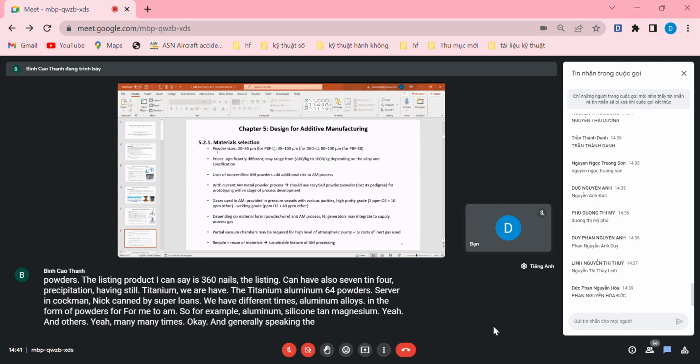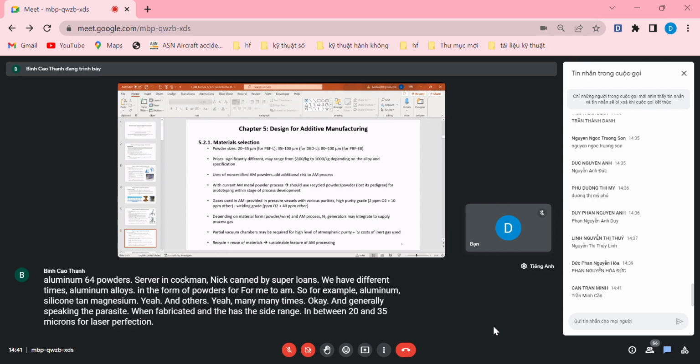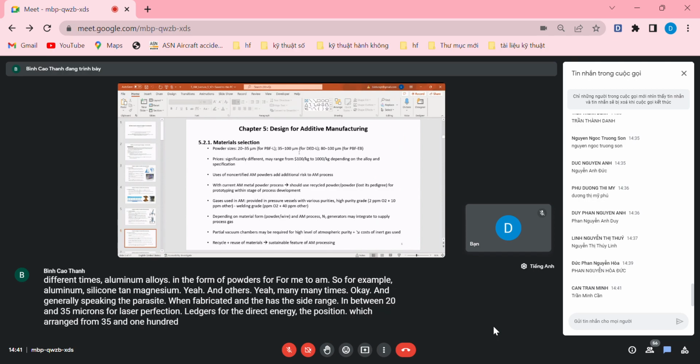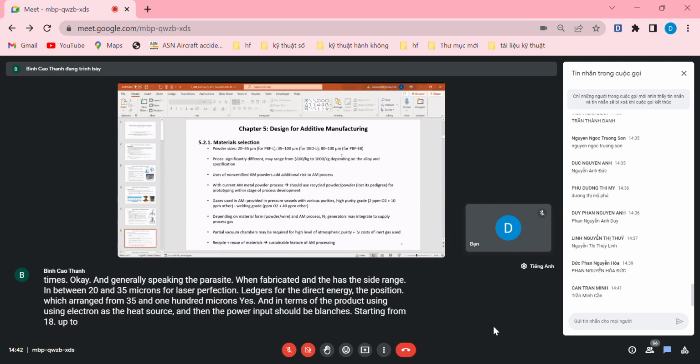And generally speaking, the powder size, when fabricated, has a size range between 20 and 35 microns for laser powder bed fusion, larger for direct energy deposition, which ranges from 35 to 100 microns. And in terms of powder bed fusion using an electron beam as a heat source, the powder input should be the largest, starting from 80 up to 100 microns in diameter.